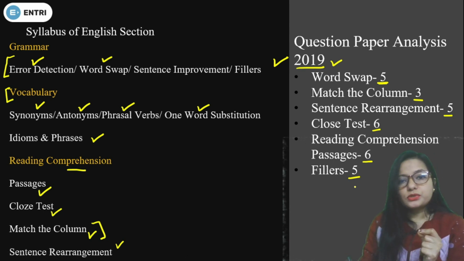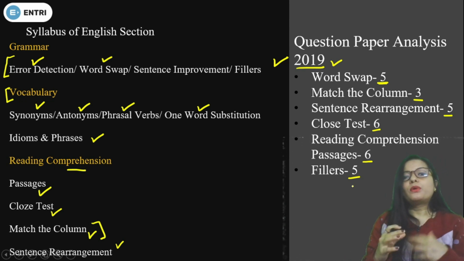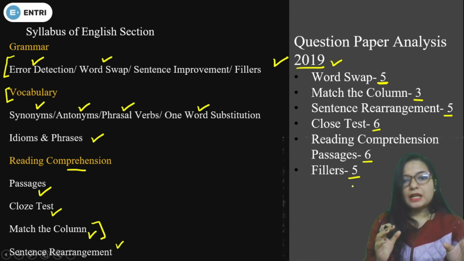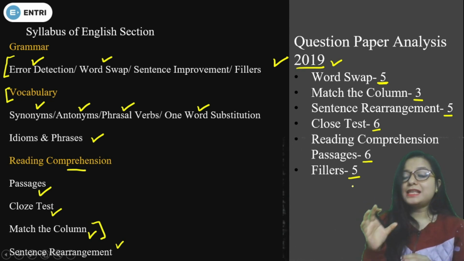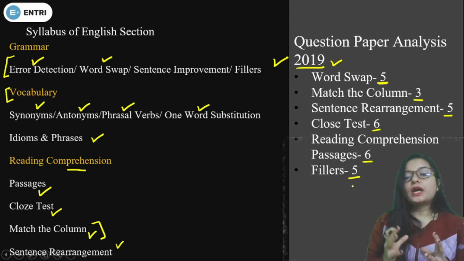And 5 questions were there from this topic, fillers. So that is how it has become 30 questions. Okay, so this is the syllabus of the English section, and this is the analysis of the 2019 question paper of the English section. So what do you think about it?